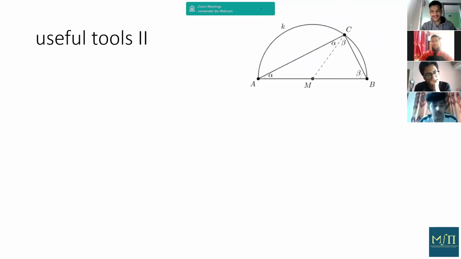Then the next set of useful tools is anything that has to do with the angle subtended by an arc on a circle. So of course, if we have the diameter of a circle, then we know that the angle subtended by the diameter from any point on the arc is always a right angle. Here it's just denoted by alpha and beta.